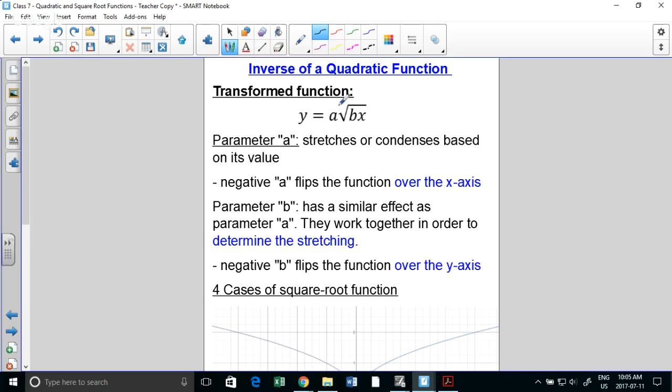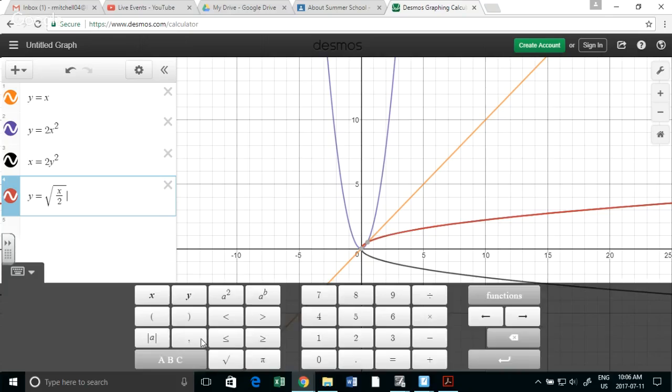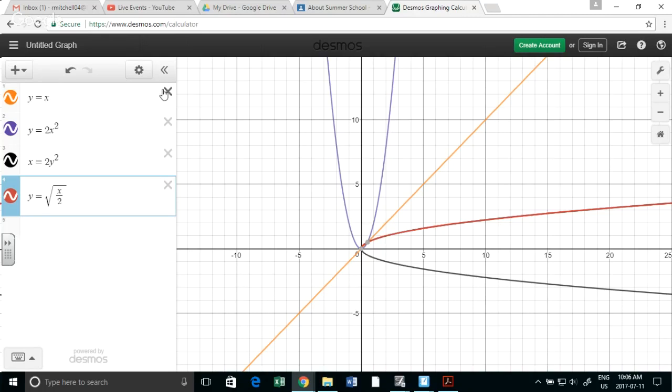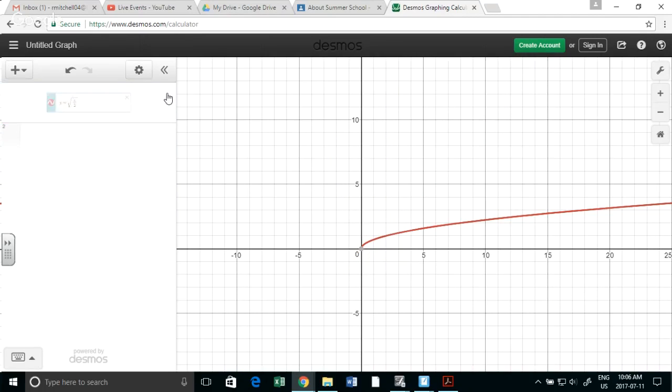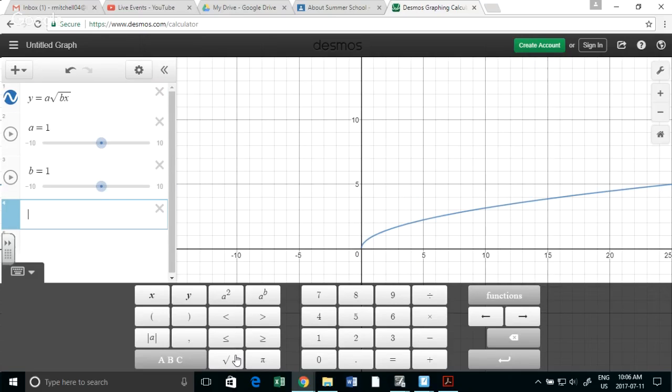So the transformed function has two different parameters, a and b. So a number inside the root and a number outside the root. So basically, we'll look at what role each of the different parameters plays. So this is our base case.